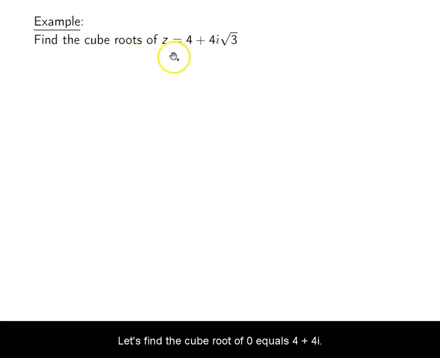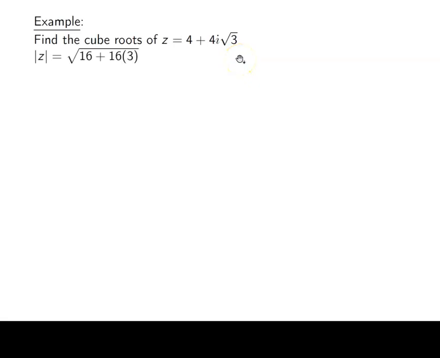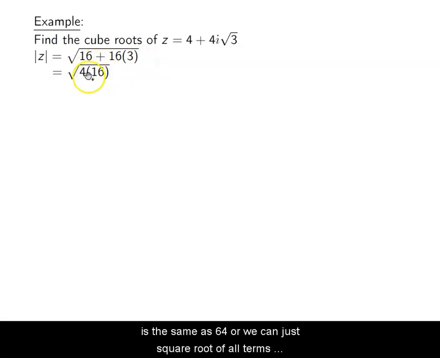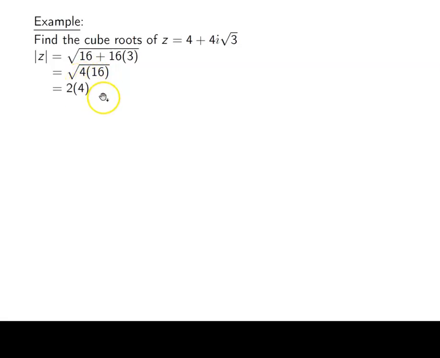So let's find the cube roots of z equals 4 plus 4i root 3. So we have that the modulus of this is each term squared, then added together, then take the square root. So 16, 16, and 3. So add these together, and that gives me actually 4 16s, which is the same as 64. Or we can just square root both terms individually, which is 2 and 4, which is 8, right? So the modulus of this complex value is 8.